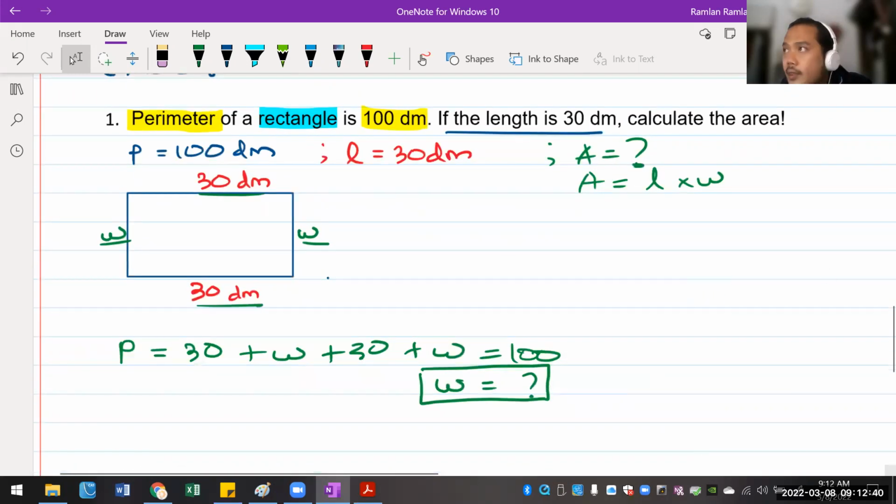Nomor 1 udah ya? Ya, silakan. Lanjut ke nomor 2.